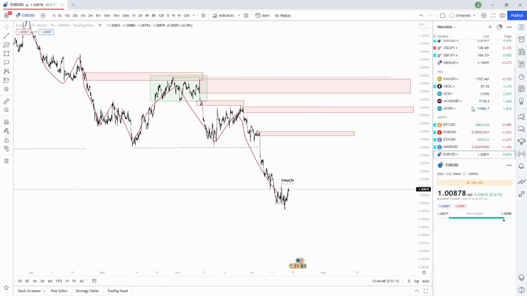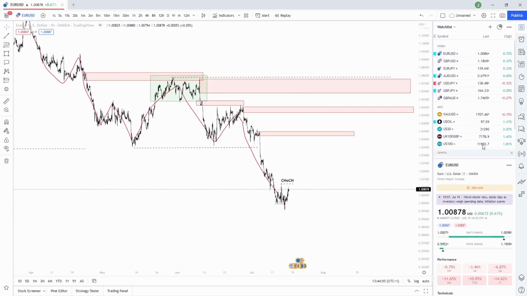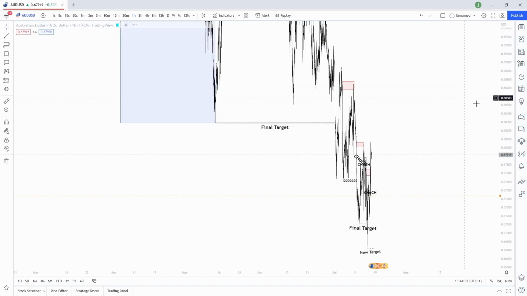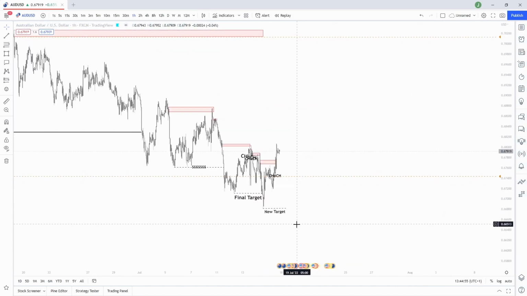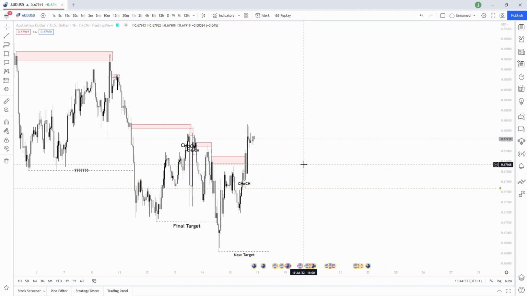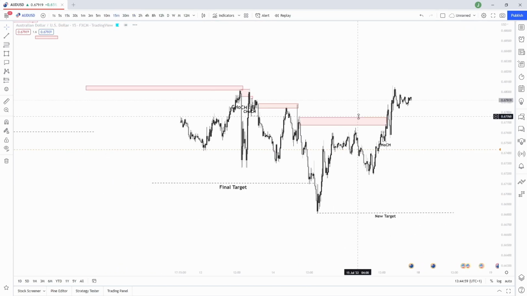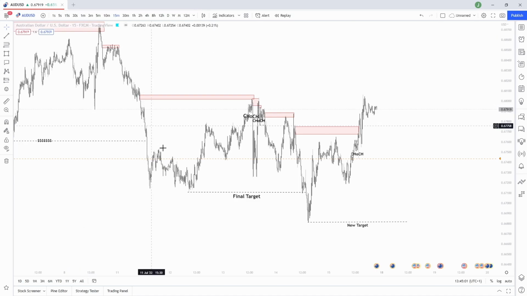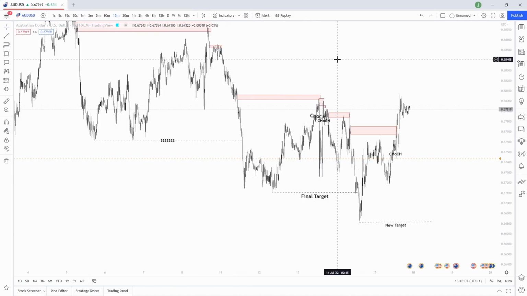So that is Euro USD. Let us take a look over at Australian dollar to the US dollar. I was actually rearing up for a very nice potential sell position on this market last week. We see that, again, in this market, we've been following bearishness for some time.